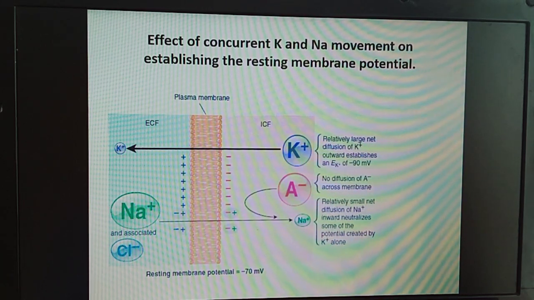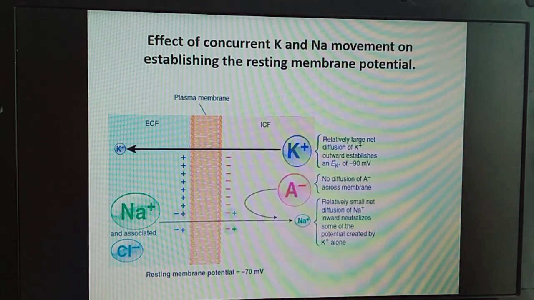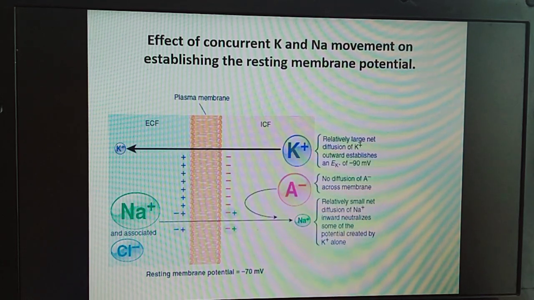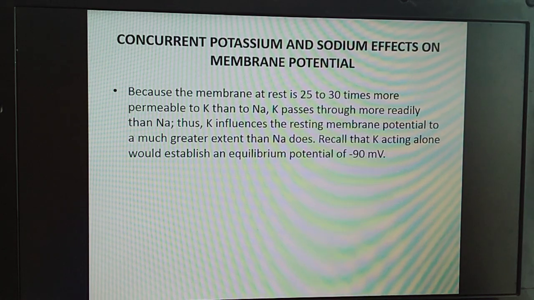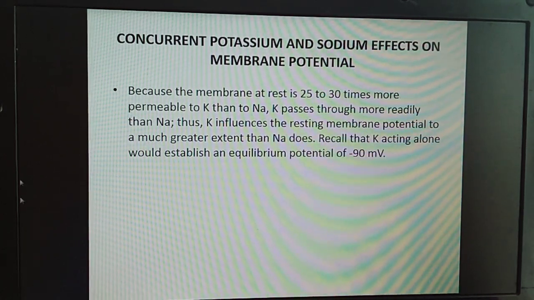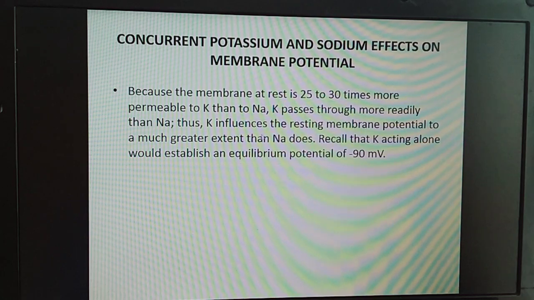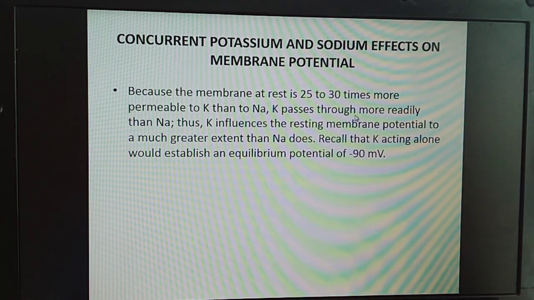which is at rest, and hence the resting membrane potential primarily accounts for the movement of the two ions, that's potassium and sodium. But since the membrane is more permeable to potassium, it accounts much for the creation of the resting membrane potential in an excitable cell. So what exactly gives rise to the resting membrane potential? Because the membrane at rest is 25 to 30 times more permeable to potassium than to sodium, potassium is the one that decides the resting membrane potential to a much greater extent than any other ion does.